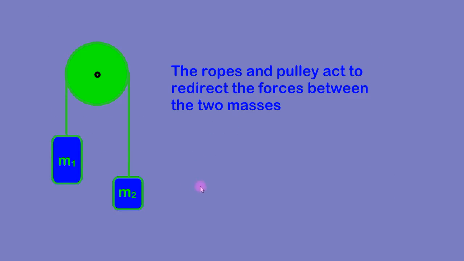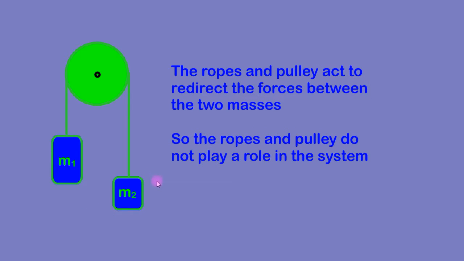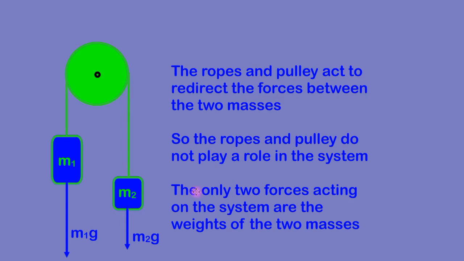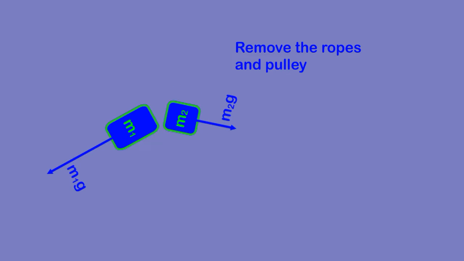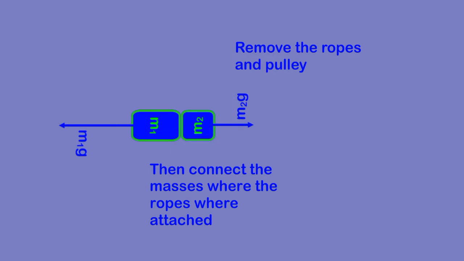Now, to understand it, we're going to treat those ropes and pulleys as though they're only there to redirect the forces that are acting on the masses. So the ropes and pulley don't play a role in our system. The only forces acting on these two masses are their weights. So we're going to treat these two masses as a system. We're going to remove the ropes and the pulley, and attach the masses in the same location that the ropes were attached.